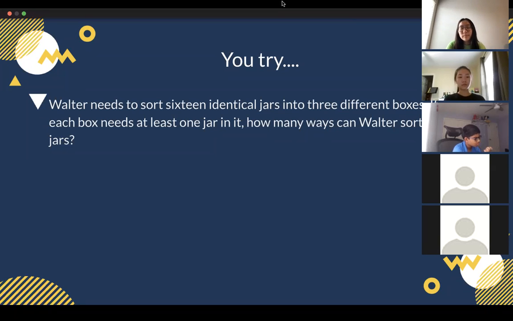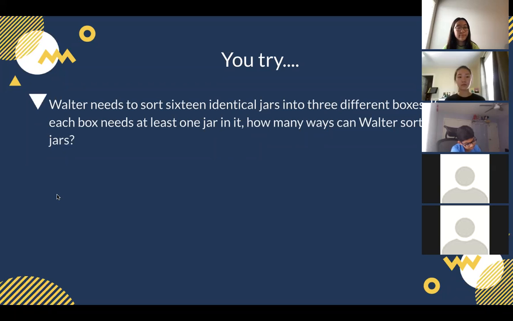Right. Okay. So someone who got 455, did they want to show their work and explain how they got 455? I can. Yeah, sure. Go ahead. All right. So each one has to have 1 jar, so you take away 3 of them. Now there's 13, and there's 2 sticks for 3 different boxes. So you add 2, and it's 15. Choose 3. 15 choose 3. Okay. Your approach and everything was right, but are you sure it's 15 choose 3?